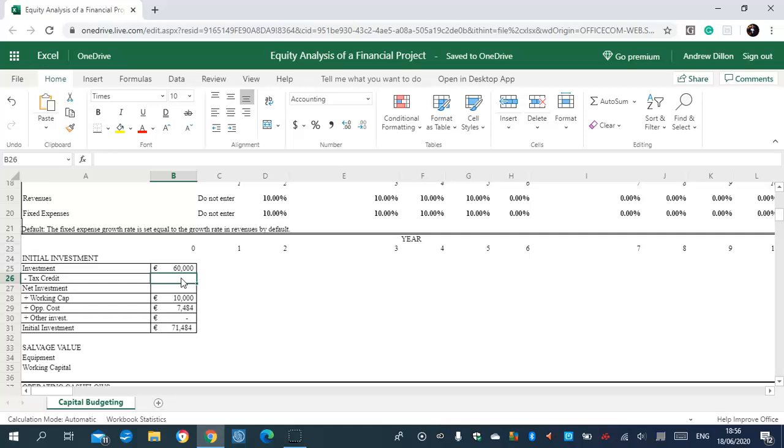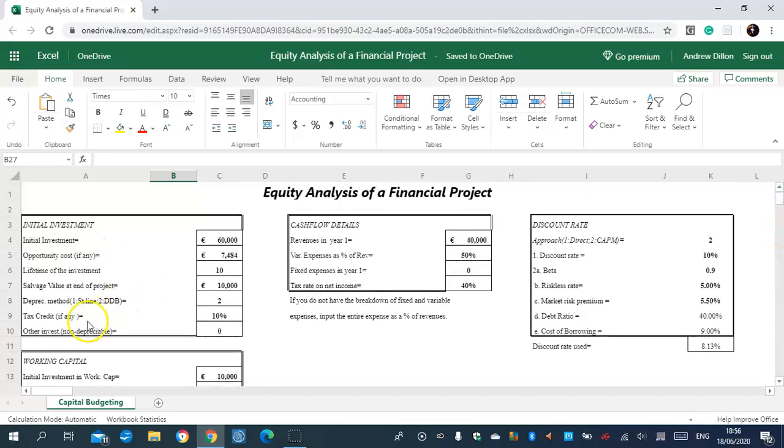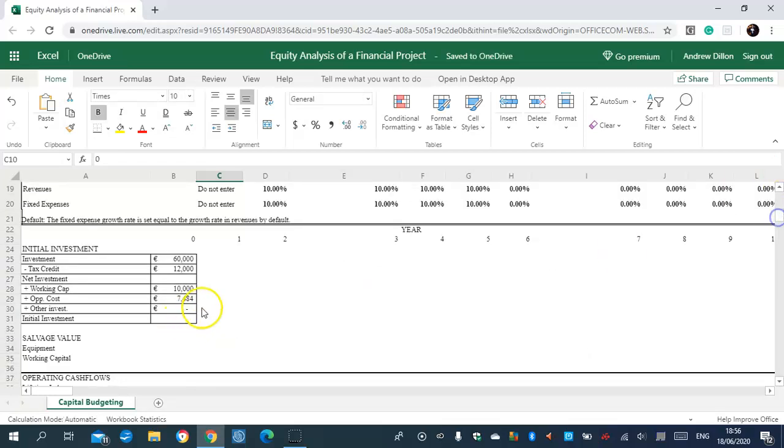Now let's define the tax credit. It's just a small table, which is the investment itself, then you multiply that by C9. €6,000. C9 is the tax credit here, if any, which is 10%. We'll change that to 20%. My answer for the tax credit should go up. Yeah, it changes to €12,000.